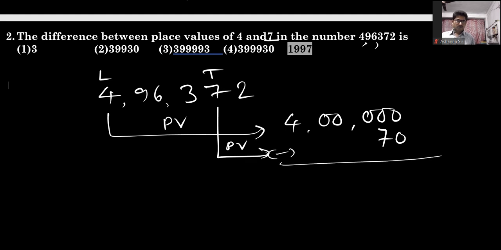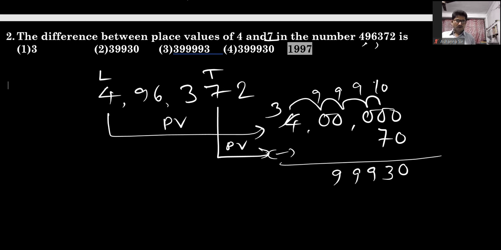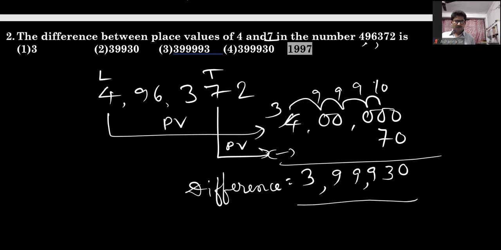So difference is 0. 0 minus 7 not possible. That's why borrow from 4. 9, 9, 9, 10. 10 minus 7, 3, 9, 9, 9, 3. So what is the answer? 3,99,930. So this is the difference. Option 4.